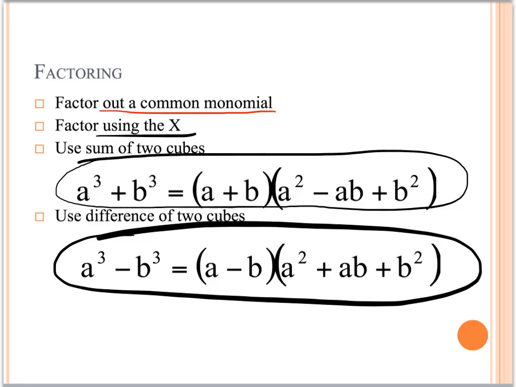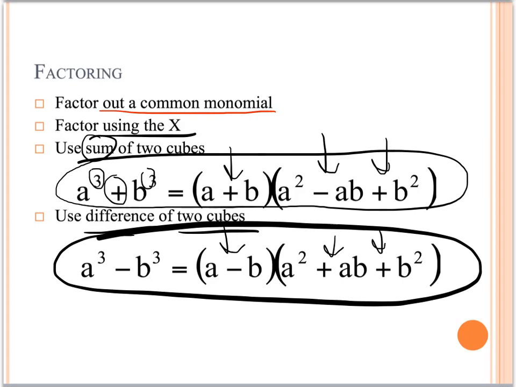The first one is the sum, or the addition, of two cubes. These must be perfect cubes. And then we have the difference of two cubes. Now notice that everything is the same in the factored portion of the difference and the sum of two cubes. The only difference would be the signs in between. This one is plus minus plus. This one is minus plus plus.